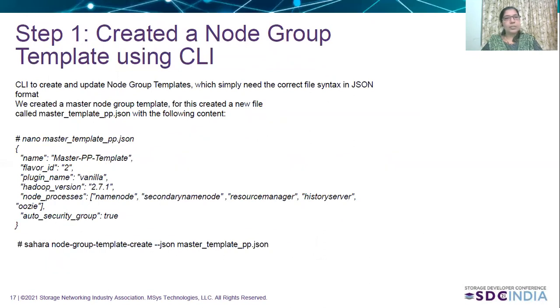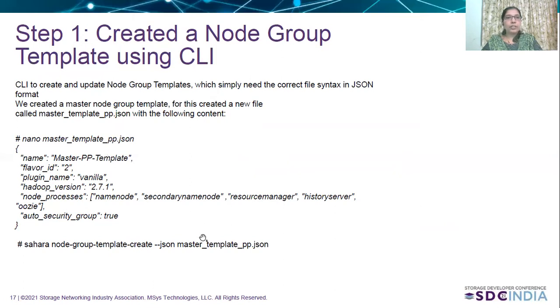The first step is to create a node group template using the CLI. For that, we need to create a JSON file where we provide the input parameters like name, flavor ID, plugin name, Hadoop version, node processes, and auto security group. Then later on, using the Sahara node group template create command, we can create a node group template by providing the input JSON file.